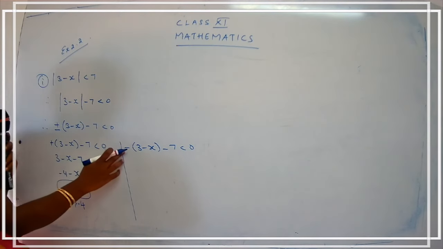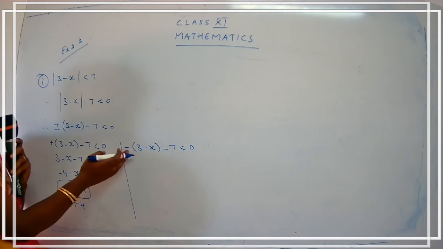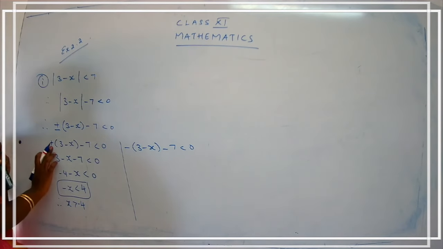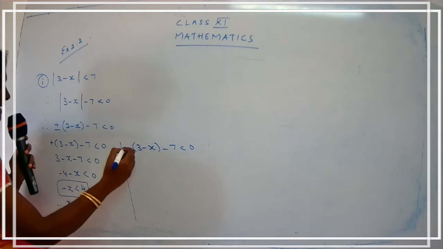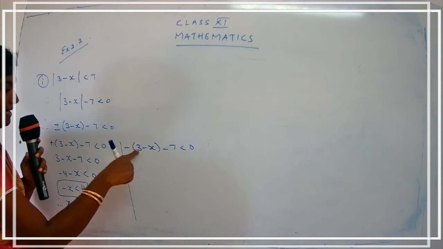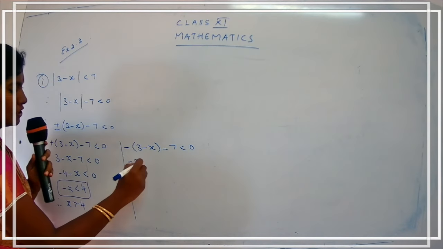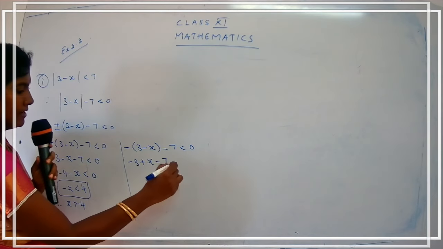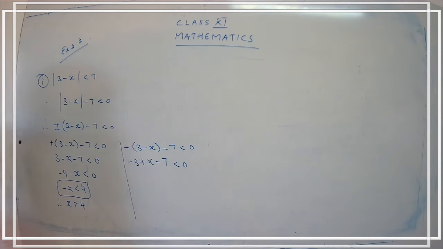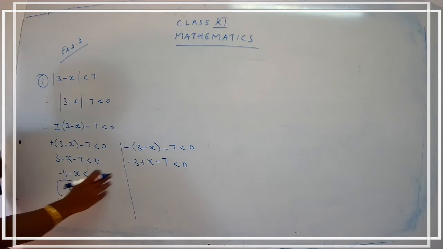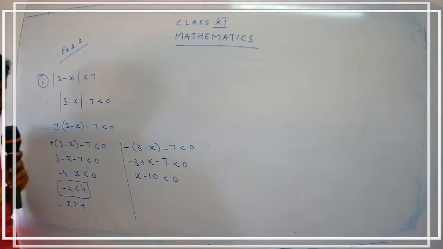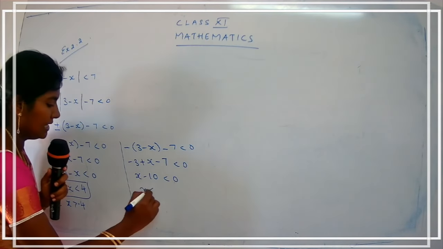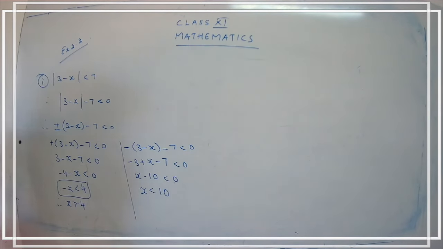So be careful when you open a bracket and we have a minus sign in front. Here we have a positive sign, so no need to worry about the sign. We have to take the same sign. When you have a negative sign, the sign changes here. So minus 3, minus minus turns to be plus x, minus 7 less than 0. Minus 3 plus x minus 7 less than 0. So minus 3 minus 7 is minus 10. So x minus 10 less than 0. So x is less than 10.